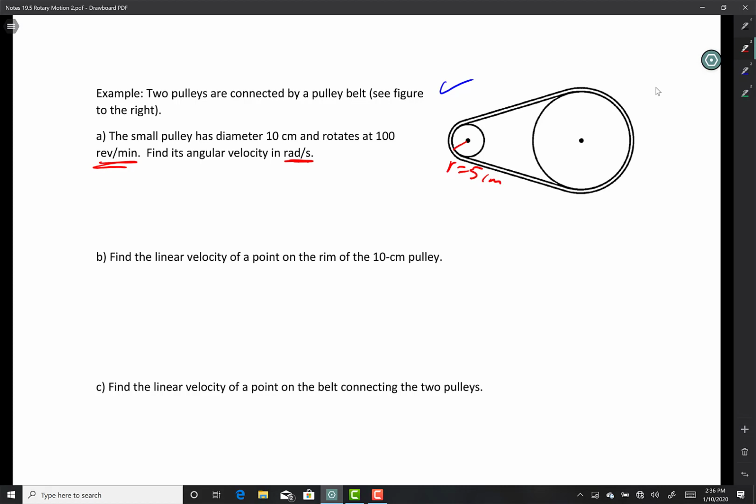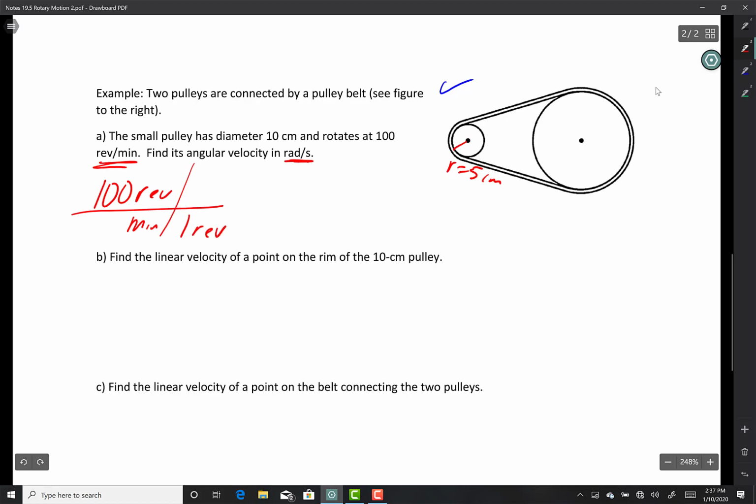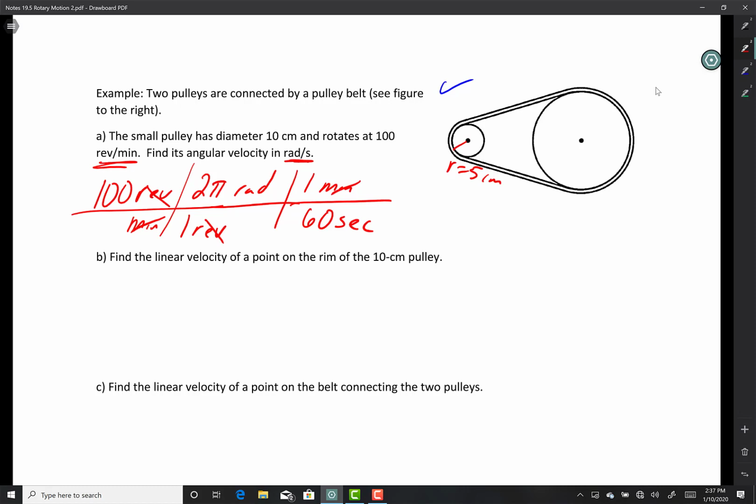All right, you guys ready? Here we go. I'm gonna write 100 revolutions per minute. In one revolution, how many radians do I have? 2 pi. So there it is. I cancel the revolutions and I have radians per minute. And then I say, in 1 minute, how many seconds are there? 60. Minutes cancel out. Then you take your calculator and go 200 pi divided by 60, and you get 10.47.